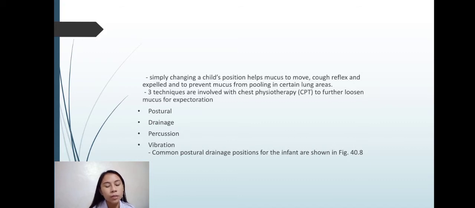So if a child is going to need to continue CPT at home, one or both parents will need to learn the techniques before their child is discharged so that they can continue the therapy at home.